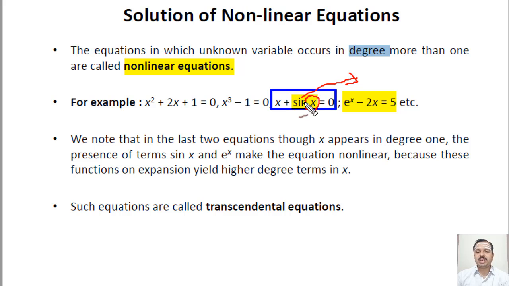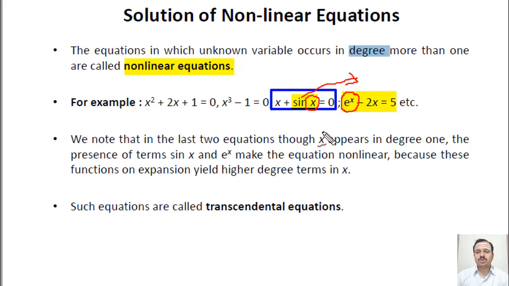Similarly, in this equation, e to the power x, when you expand it using the Taylor series, is 1 plus x by 1 factorial plus x square by 2 factorial plus x cube by 3 factorial plus x to the power of 4 by 4 factorial plus and so on.